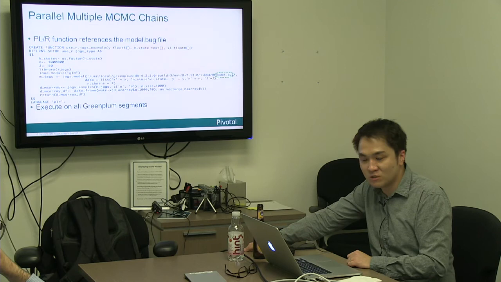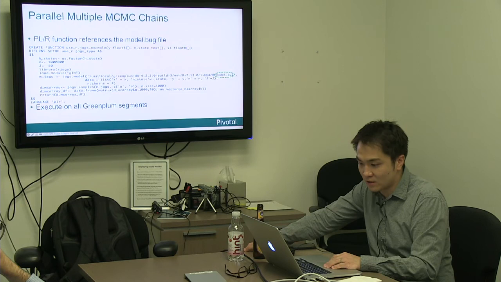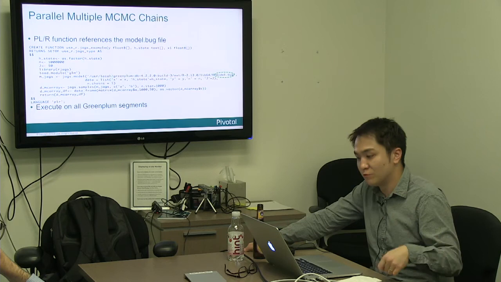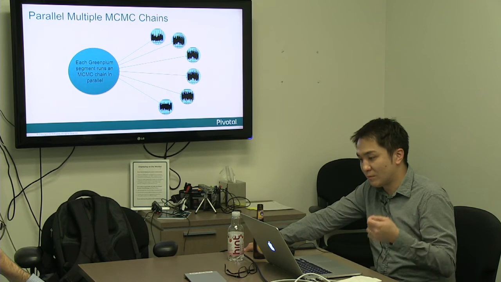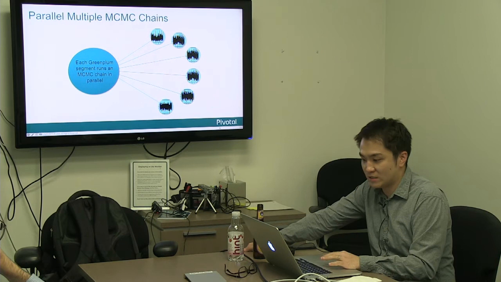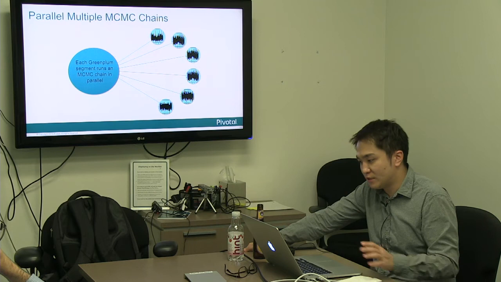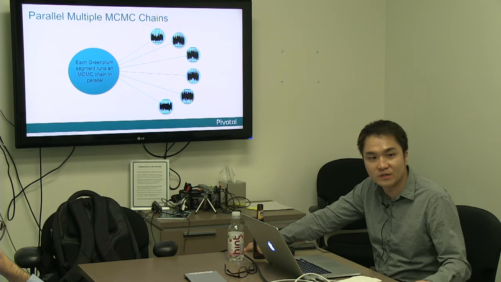And all that we're doing here in this create function statement is invoking that model.bug file inside of this PLR function. And so on each segment of Greenplum, it's going to be replicating this model.bug routine. And again, you end up with each segment on Greenplum generating their own independent set of simulations, which you can then merge back together to get to more accurate results for your Bayesian routine. Now, we've begun to scratch the surface of how you can extend the functionality of existing algorithms in R by using PLR on Greenplum.